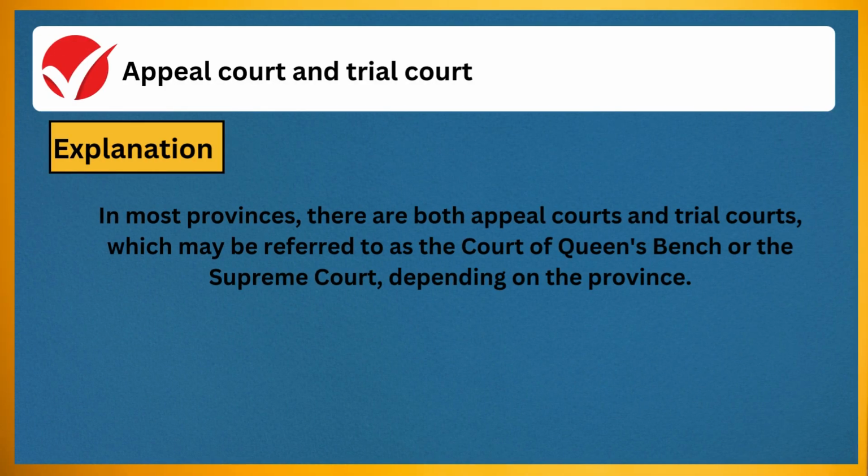The correct answer is appeal court and trial court. Explanation: in most provinces, there are both appeal courts and trial courts, which may be referred to as the Court of Queen's Bench or the Supreme Court, depending on the province.